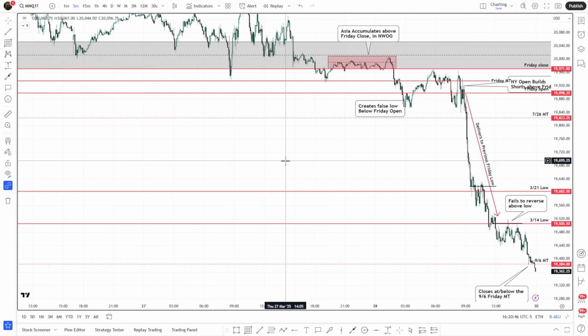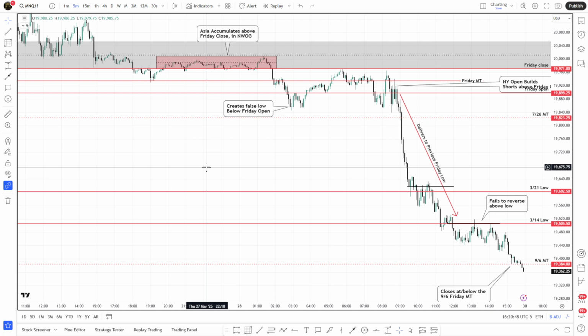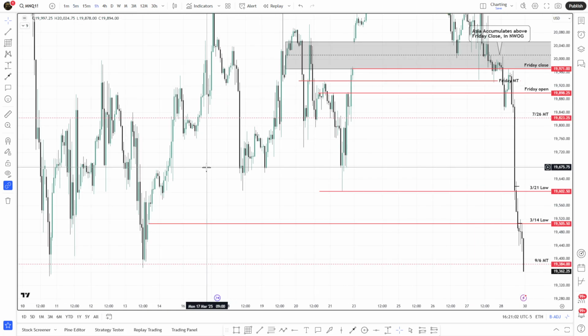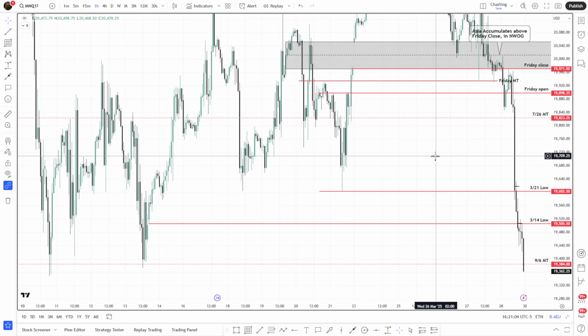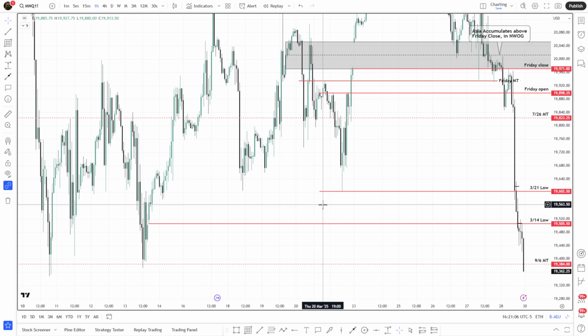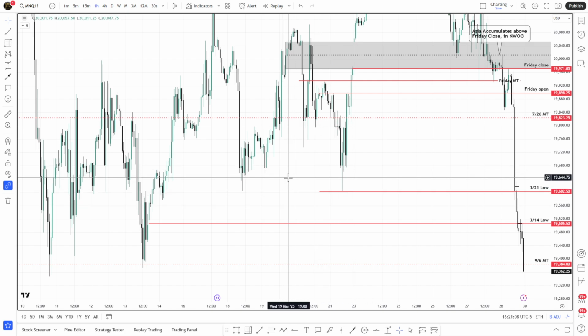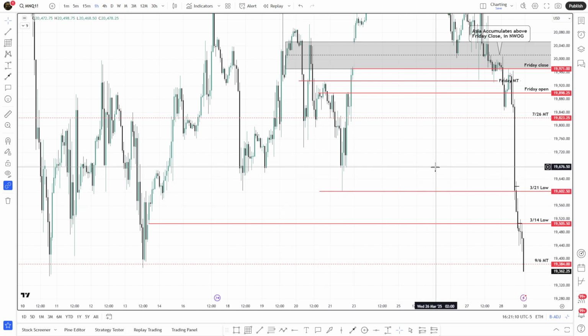When we look at structure, fair value gaps and order blocks will be placed in previous fair value gaps and order blocks. See if we can look at some of this stuff on the hourly. It might be too... All right, we'll go back to the 5-minute.